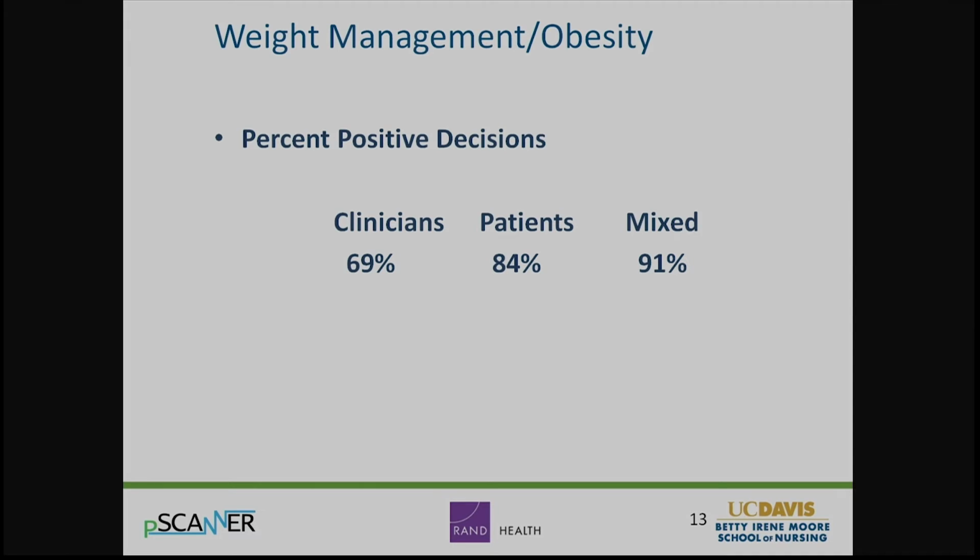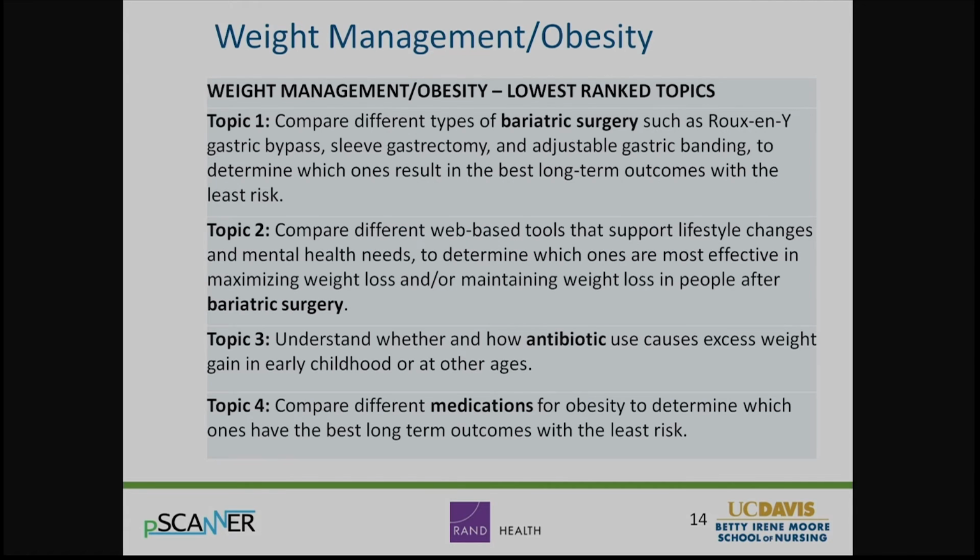So I'm going to go through each condition and give you a sampling of the results. For weight management obesity, this is the percent of positive decisions within each of the panels. For clinicians across all topics and all criteria, they had 69% positive, patients were 84%, and the mixed panel was 91%. So we have a really high level of consensus, and a high level of positive decisions about the topics that were presented to them.